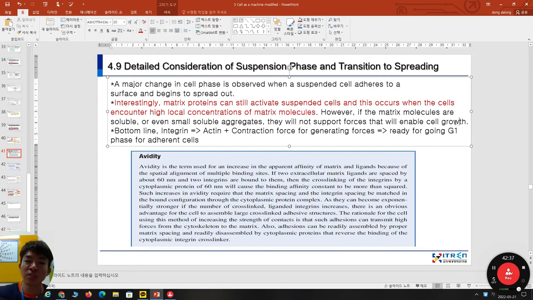Okay? So this means that for adherent-dependent cells, the key factor is not only ECM but also power. They have to feel the power. Power means power derived from the substrate. So this is a very key experiment to understand the total biology. Bottom line, you need fibroblasts, integrin, and actin formation. From actin formation, contraction gives generative force, and then they are ready to go into G1 phase for an adherent cell. Or they can survive for a long time.